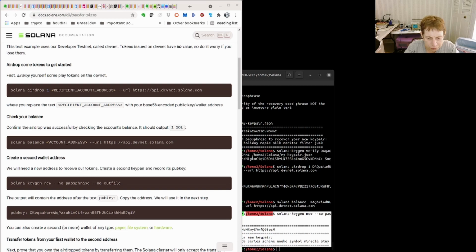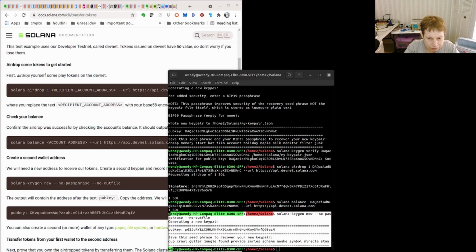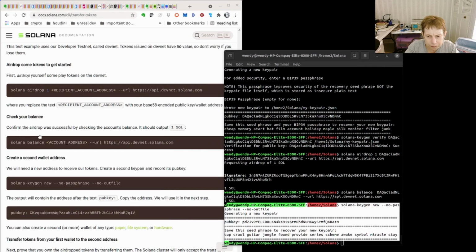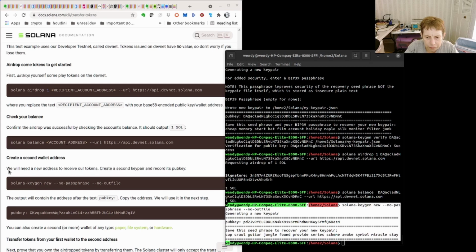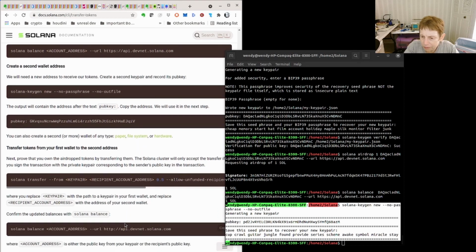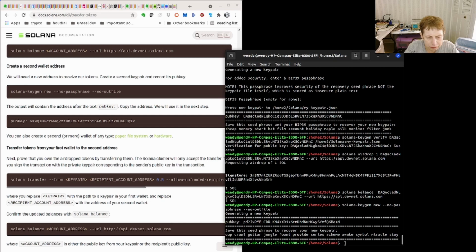Let me move that up here because you're seeing the instructions. You're not. Make this a little. So you can see we did our second key gen. And we have a public key. And now we're going to do this. So let's go back here. And I'm going to do a transfer.